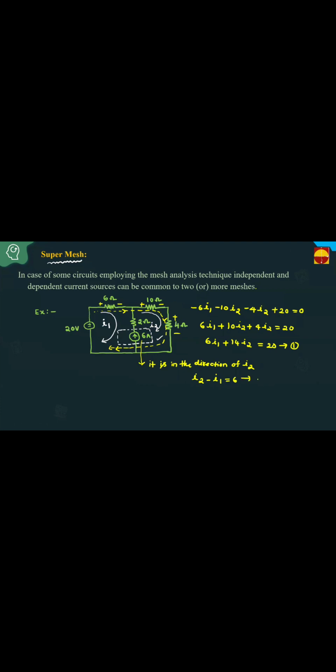Then there are two equations. Equation 1: 6 I1 plus 14 I2 is equal to 20. And minus I1 plus I2 equal to 6. Solve these two equations. What is I1 you got? What is I2 you got? Come on, answer it.